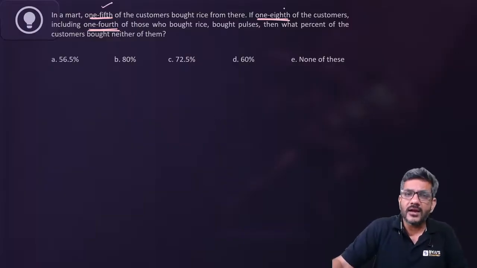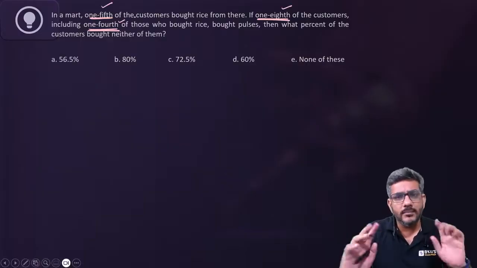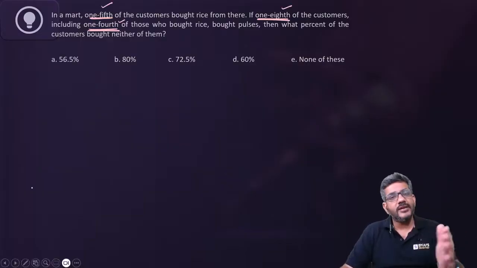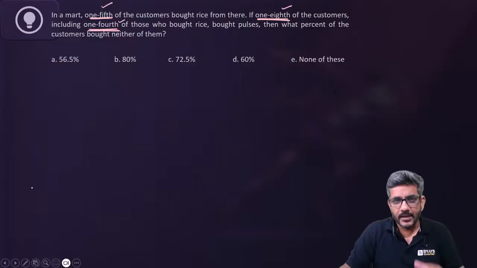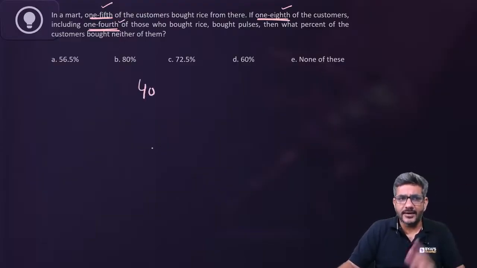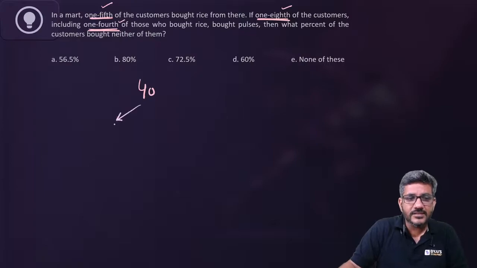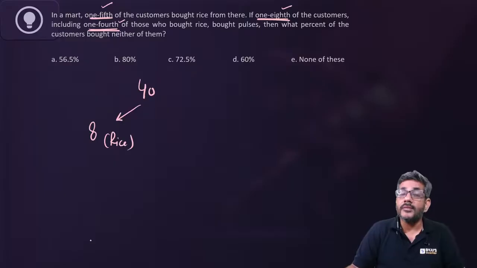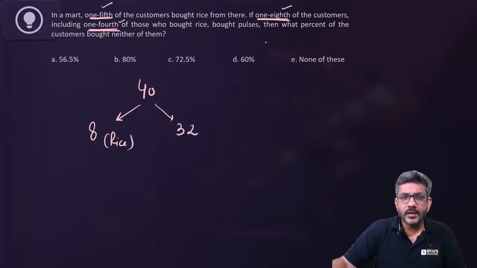आपको 1/5 भी करना है, 1/8 भी करना है, 1/4 भी करना है, तो 5, 8 और 4 का कॉमन मल्टीपल ले लो, so that easily we can do 1/5, 1/8 and 1/4. Their common multiple is 40. Let us say 40 customers entered. 1/5 of these customers, that is 8 customers, bought rice from there. Of course, the 32 customers did not buy rice.